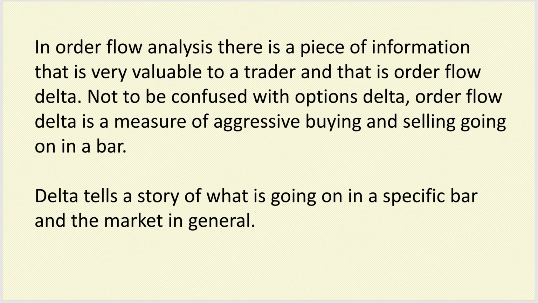Now, in order flow, there's a piece of information that's very valuable to a trader, and that's order flow delta. Don't confuse this with options delta. Order flow delta is a measure of aggressive buying or aggressive selling going on in a bar. Delta tells a story of what's going on in a specific bar, and when you start putting the bars together, you get a feel for what the market is doing in general.